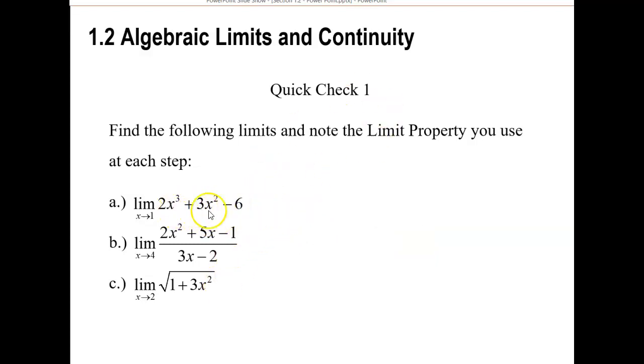Direct substitution will apply here because 1 is in the domain. Direct substitution will apply to the rational, the quotient of polynomials, because 4 is in the domain. In other words, 3 times 4 minus 2, that doesn't give me a 0 on the bottom. And then just like the last one, we can bring the limit inside and do direct substitution on part C as well.